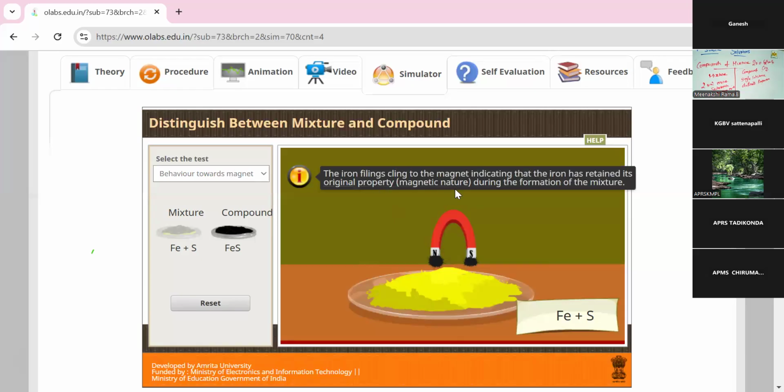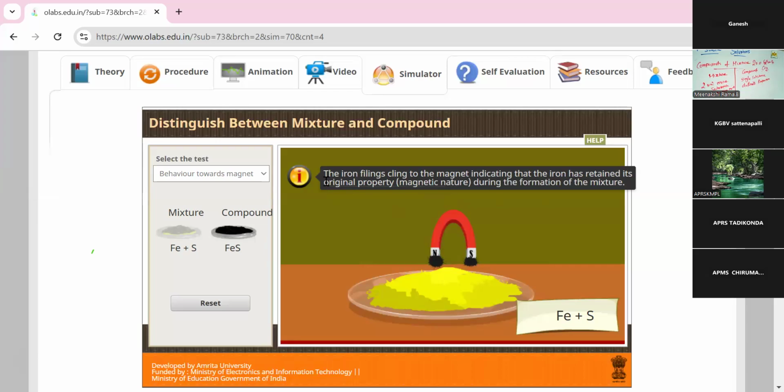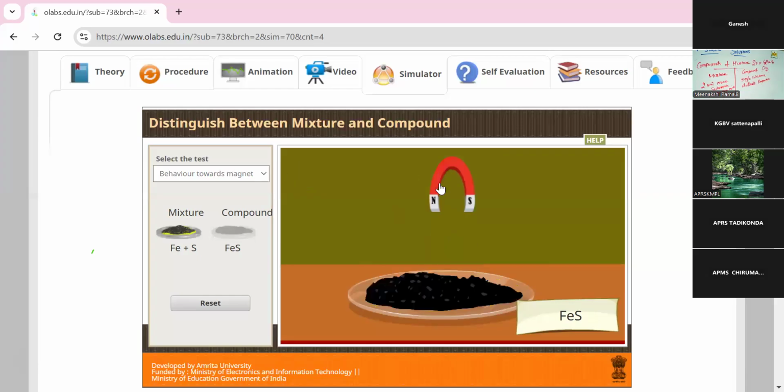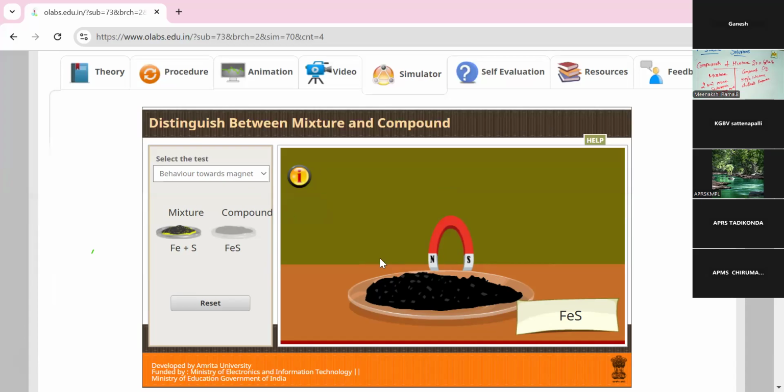Iron filings clinging to the magnet indicate iron has retained its original property, that is, magnetic nature. So this is the mixture. And the next one is the compound. No changes. The iron particles are not separated from this area. So this is the compound. There are no particles clinging to the magnet, indicating it has lost its original magnetic property. So this is confirmed compound.